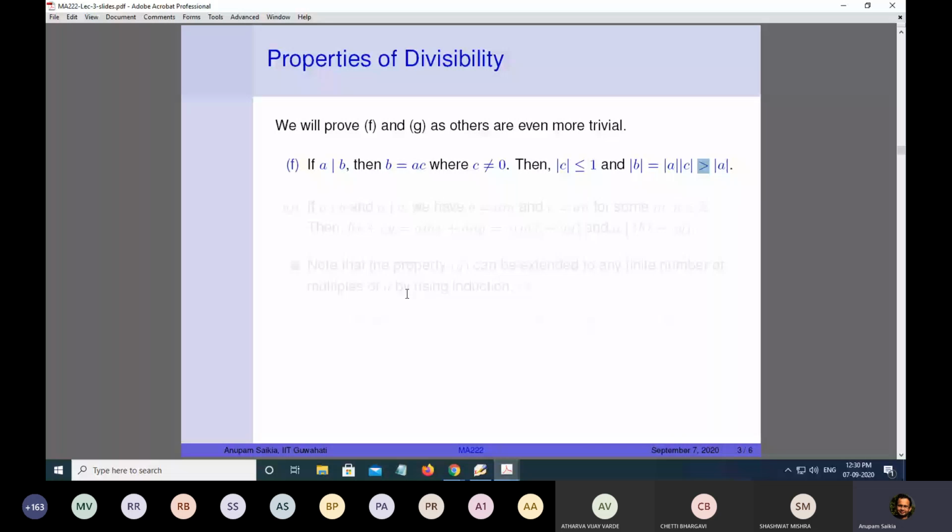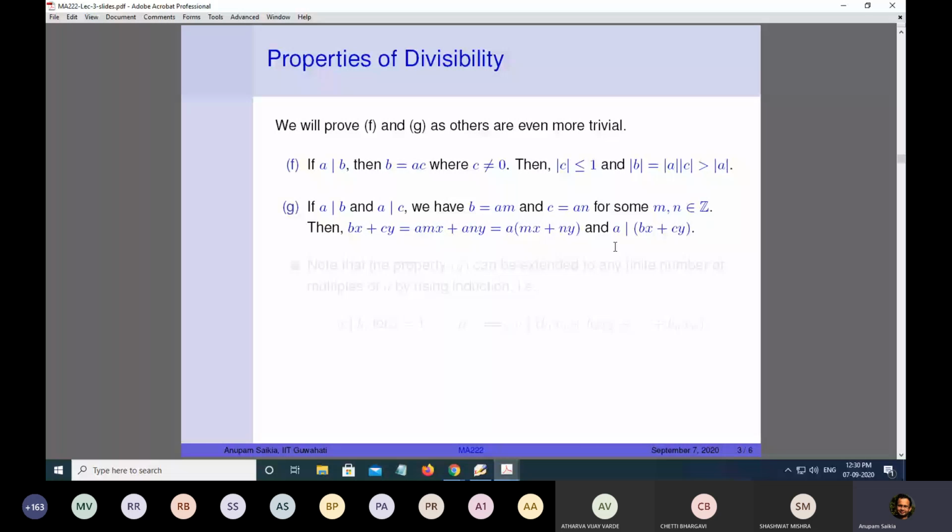Secondly, suppose A divides B and A divides C. Let's see what happens to the linear combination. What is the meaning of A divides B? B is A times M, and C is A times N. So if I take any Bx plus Cy, what is that? Bx plus Cy is nothing but A times Mx plus A times Ny. So it's a multiple of A. That's all it is saying, but it is useful.